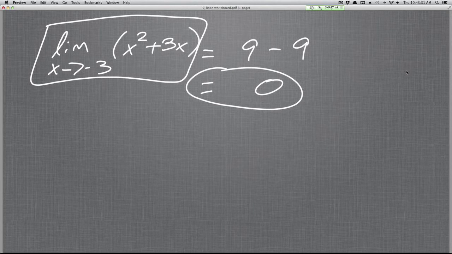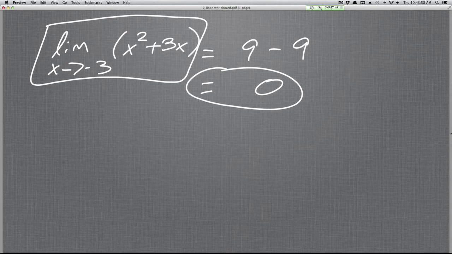Okay? What this tells me is, as I'm headed towards -3, what y value am I headed towards? I'm headed towards the y value of 0. That's what this limit tells me. That's what I wanted you to get from it. So, that's what the first section is going to be. This first section is you're plugging in to find the limit. And you should not run into any problems.